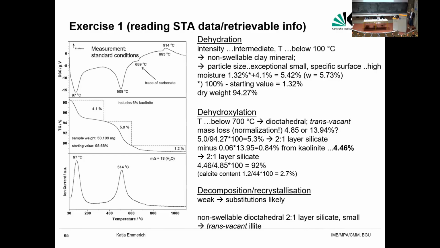And you might remember in the dioctahedral 2-to-1 layer silicates, if the dehydroxylation takes place below 600 degrees Celsius, then it's a trans-vacant structure. If it takes place between 600 and 700 degrees Celsius, then it's a cis-vacant structure. So we get quite a lot of information from these measurements.